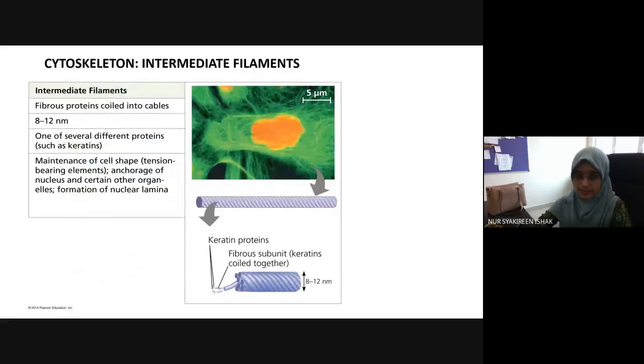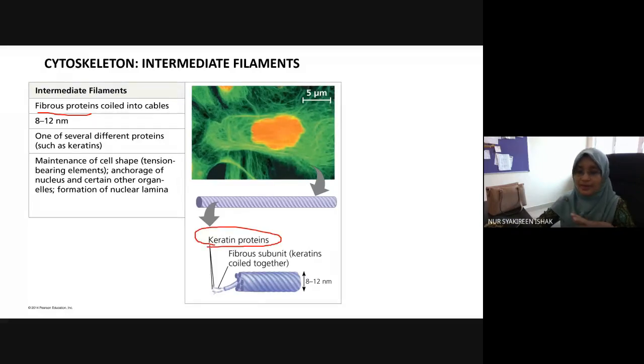So the next one is the intermediate filaments. So intermediate filament is a bit different from the microfilament and microtubules. So it is made up of fibrous protein. Okay, tadi yang dua tu tadi is made up of globular protein, but this one is fibrous protein coiled into cables. Nampak? Coiled into cables macam ni lah.